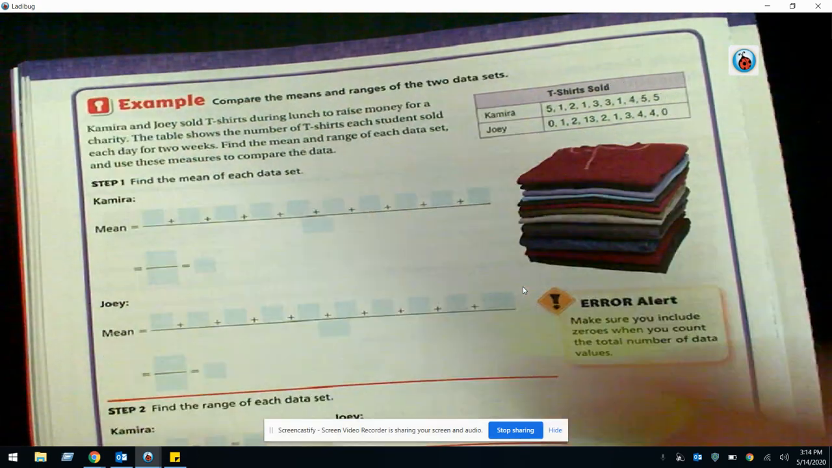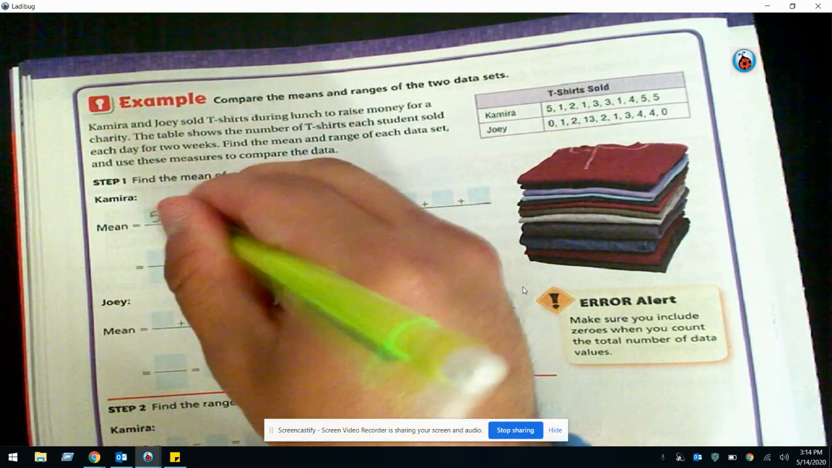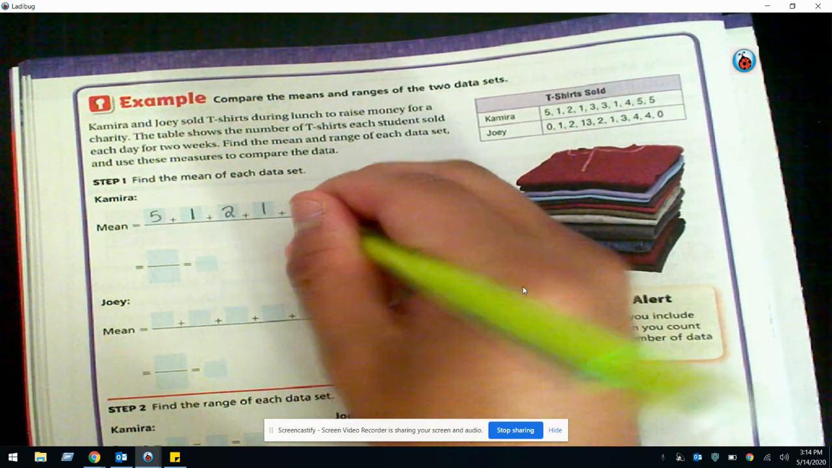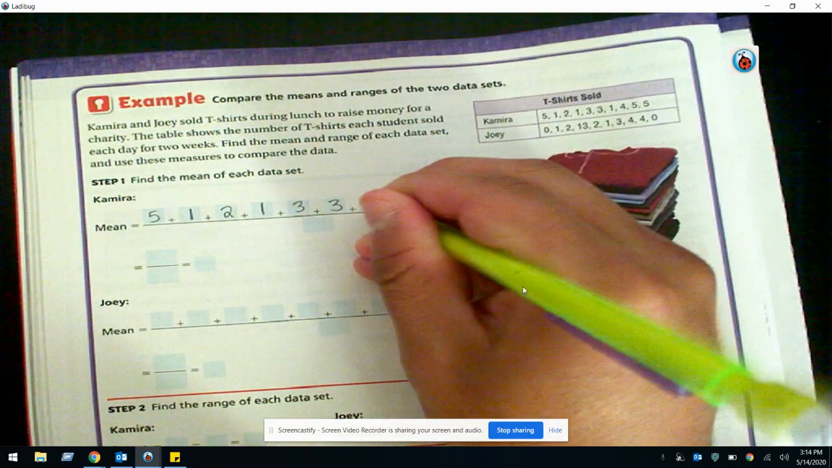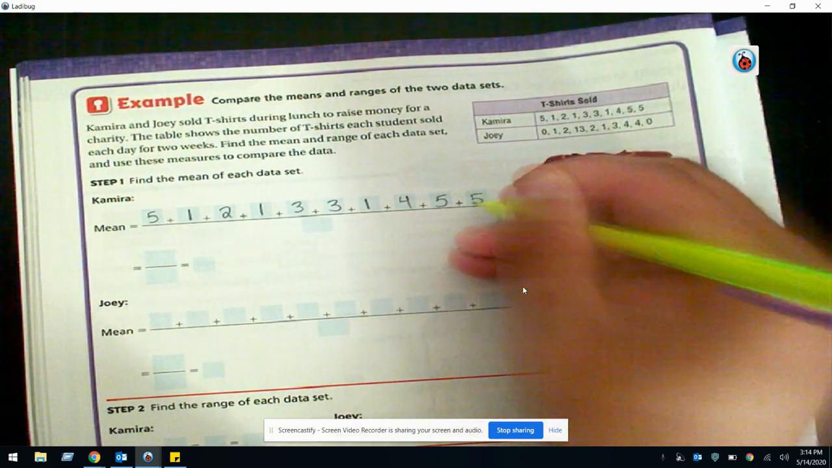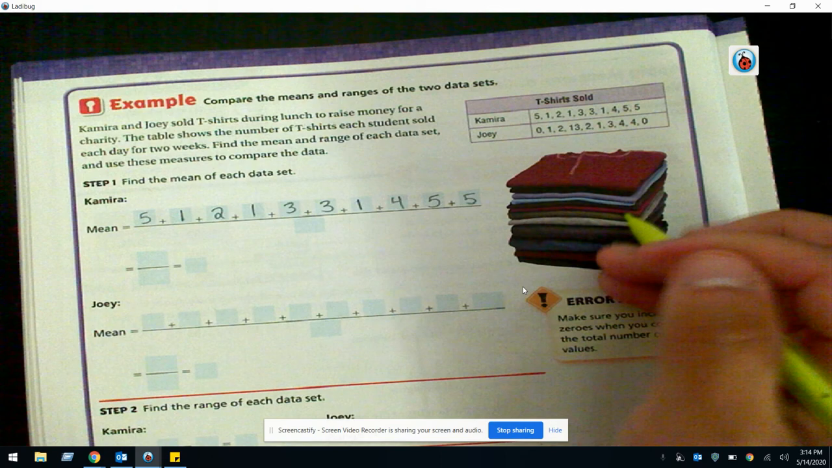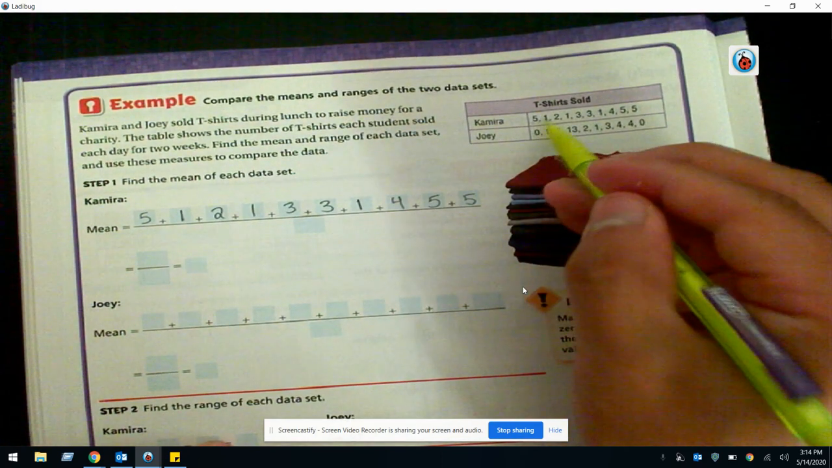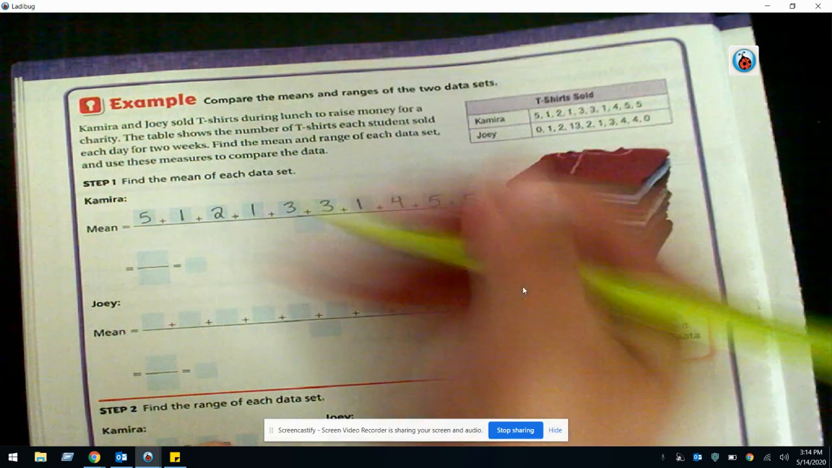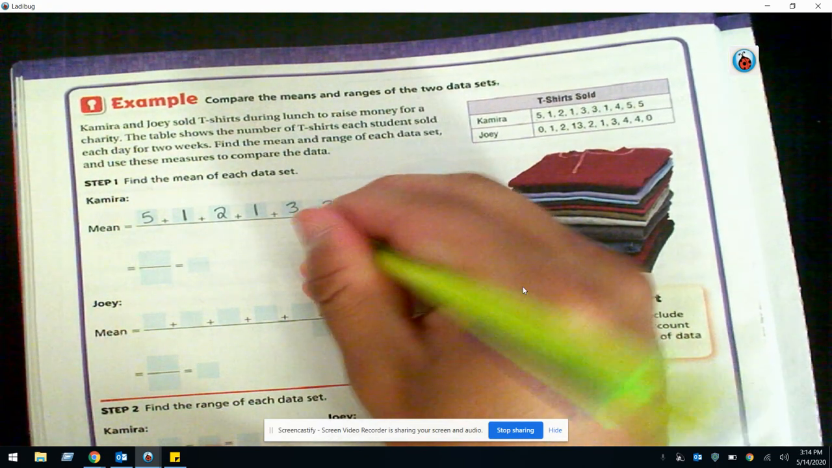Recall the mean is when you add up all the data points and then divide by how many there are. So I'm just going to go down the line. 5 plus 1 plus 2 plus 1 plus 3 plus 3 plus 1 plus 4 plus 5 plus 5. And then you divide by how many there are. You just count them. 1, 2, 3, 4, 5, 6, 7, 8, 9, 10. So you divide by 10.